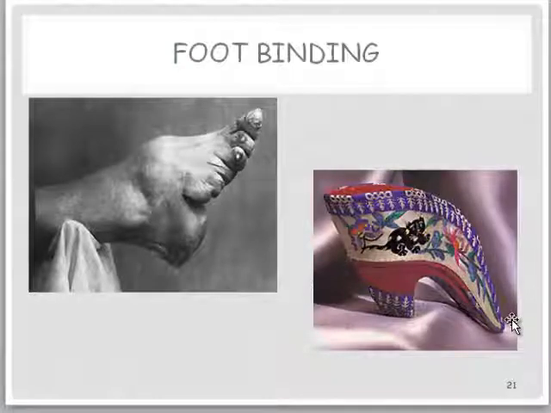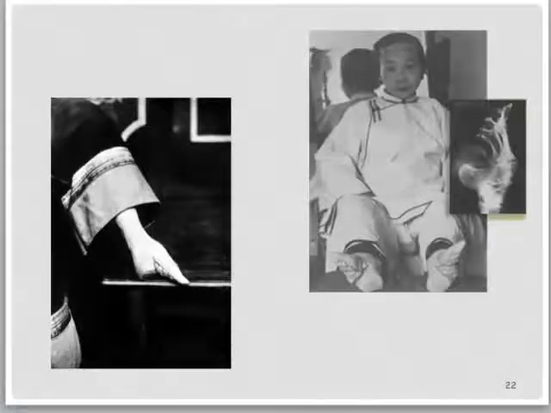Now, bound feet had 3 different levels. You had the golden lotus, again referring to the shape of it. The golden lotus was the ideal of a 3-inch foot. 4 inches was considered a silver lotus, and then anything bigger than that was considered iron.